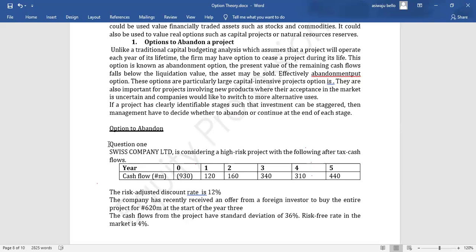This is what we refer to as financial flexibility, that is not considered under the conventional net present value method. The cash flow from the project has a standard deviation of 36%, and the risk-free rate is 4%.